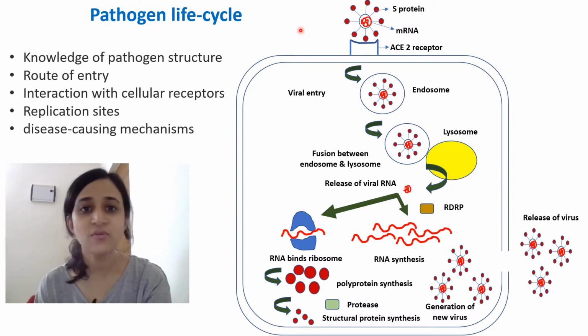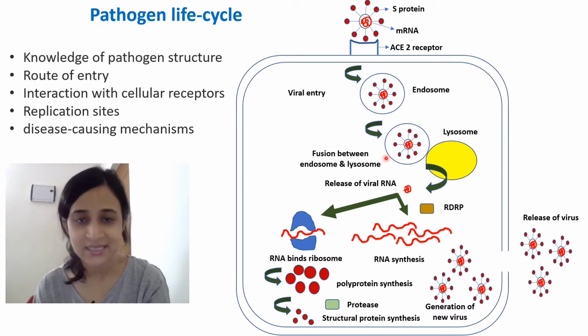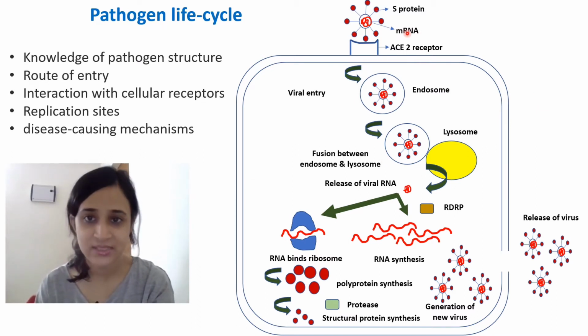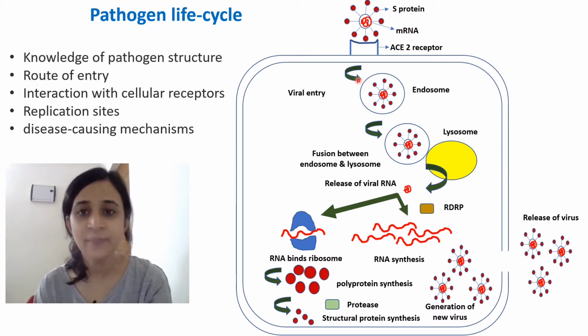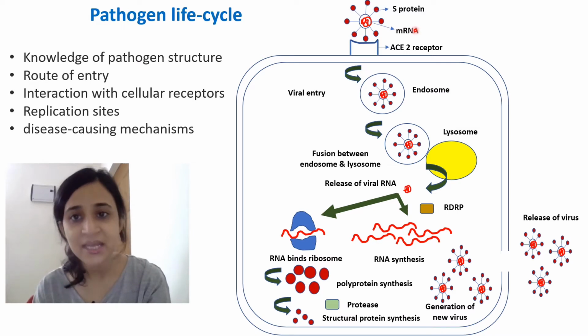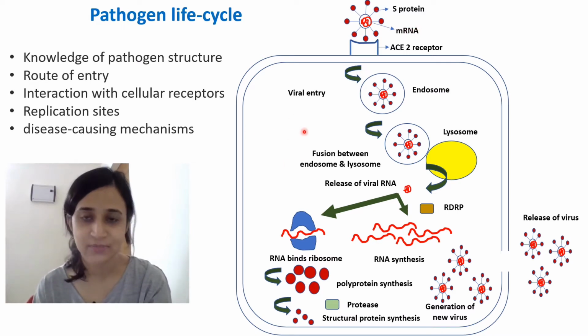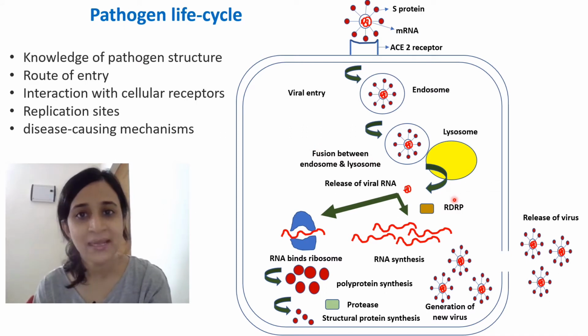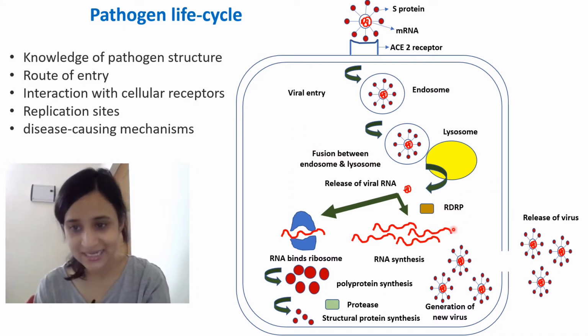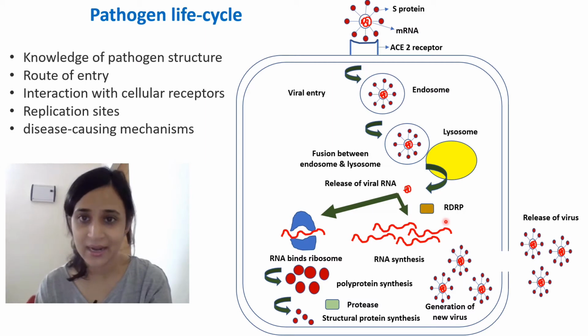We know the route of entry, that is our nose and mouth. And then it targets one type of lung cell, that is type 2 pneumocyte. And the receptor is ACE2, which causes the interaction with the virus. The replication site is the cytoplasm. In the cytoplasm of the cell, this virus gets replicated with the help of RdRp, that is RNA dependent RNA polymerase, and host cell ribosome.